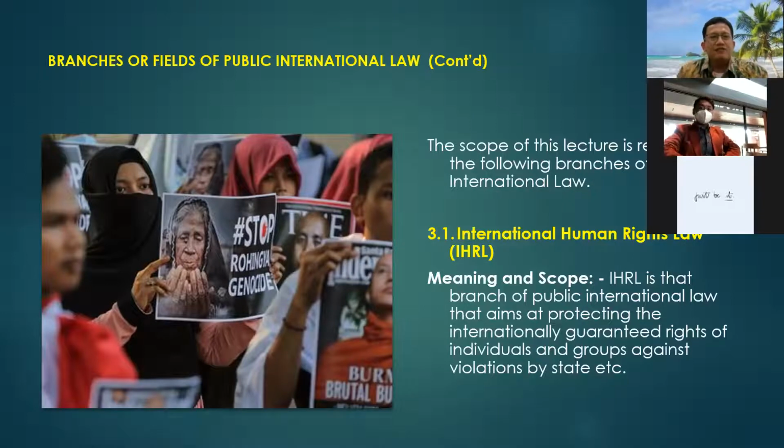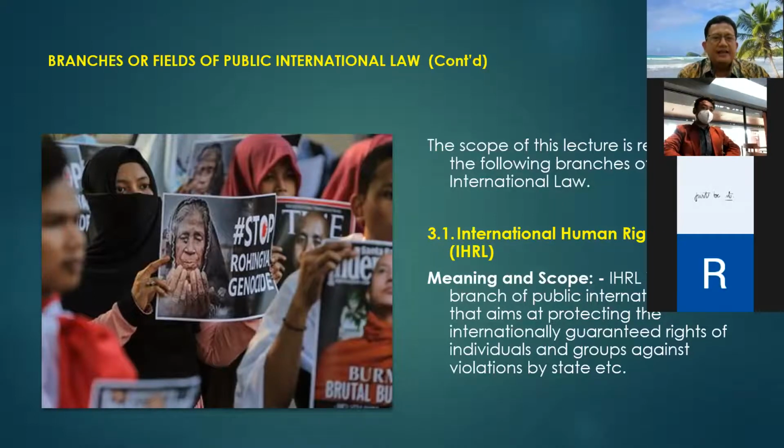Internationally there are guaranteed rights for each person around the world. And sometimes the government or the elite in a country create violations against their own people. So international human rights law tries to protect and advocate for people against violation by their own state. You can imagine it. For example, the rights of minorities.